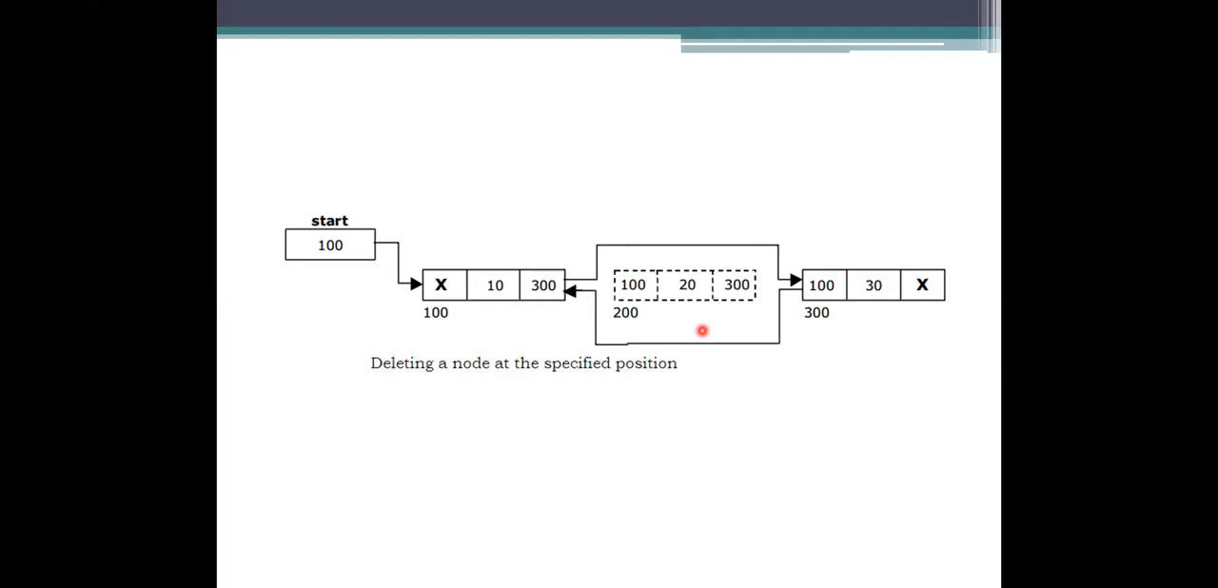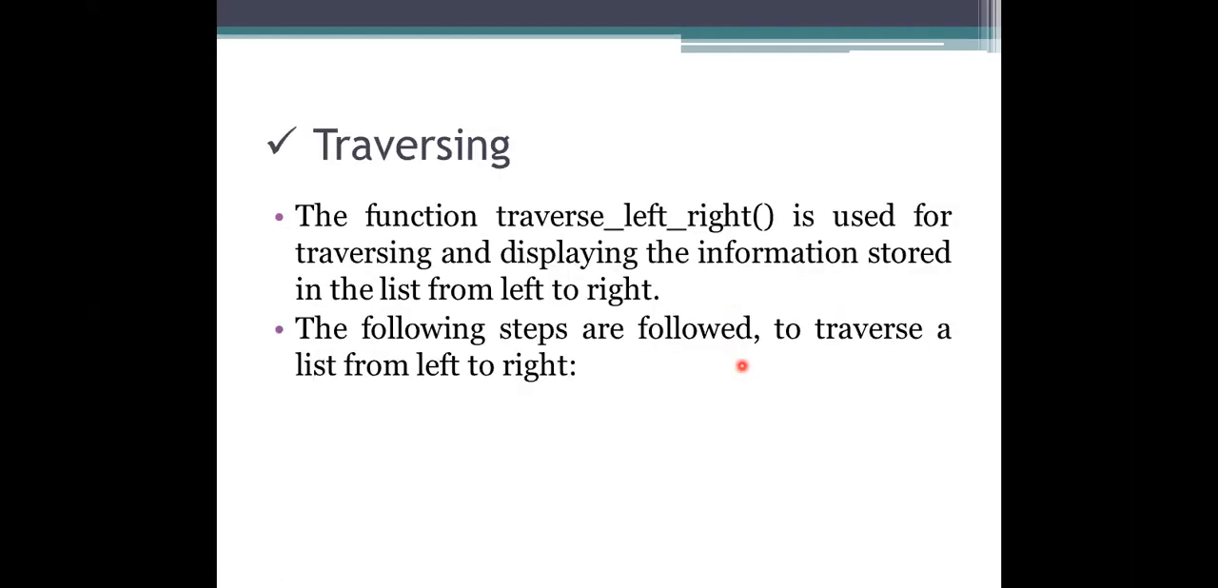The right side node has to be changed with the address of its processing. So here I need to change the value of 300 to this one. And coming to this one, previously it would be 200 because it was pointing to this one. This one has been deleted, so what I have to do is store the address of this one here. So this is the deletion of the node at the specified position.